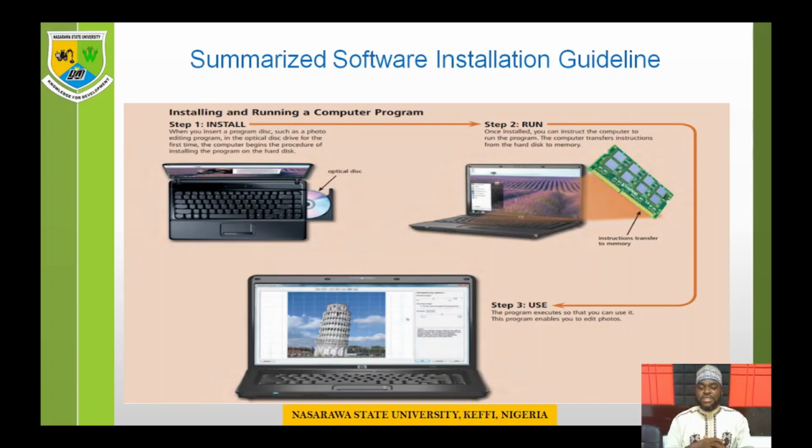So this diagram just summarizes the software installation procedure or guideline. The first thing is when you insert a program disk, such as can be seen in the first slide, such as the photo editor program, in the optical drive. For the first time, the computer begins the procedure of installing the program on the hard disk. Once installed, you can instruct the computer to run the program. The computer transfers the instructions from the hard disk to the memory, and of course the program executes so that you can use it. This program enables you to edit photos, for instance.